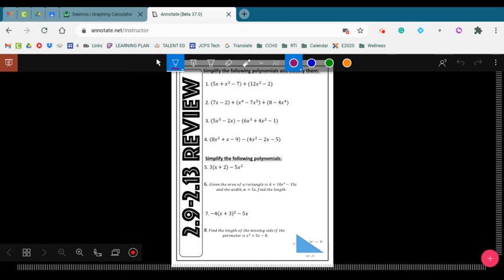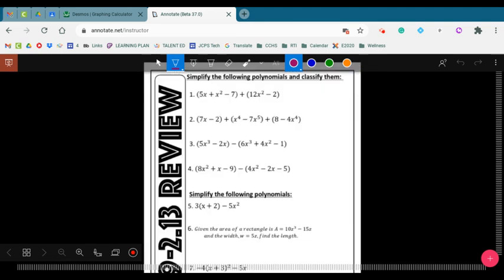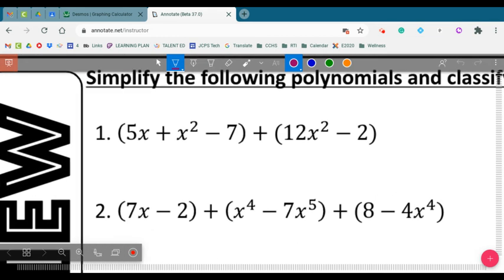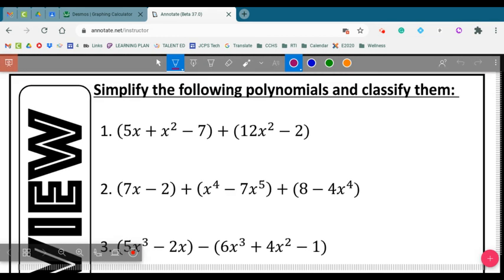Okay, today is going to be just a review day, so we're going to go over some review, and then you guys are going to complete an activity that you're going to upload the picture of for your assignment for today. So we're going over adding, subtracting, multiplying, and dividing our polynomials. So it says simplify the polynomials and classify them. So we got to classify them by degree and number of terms.